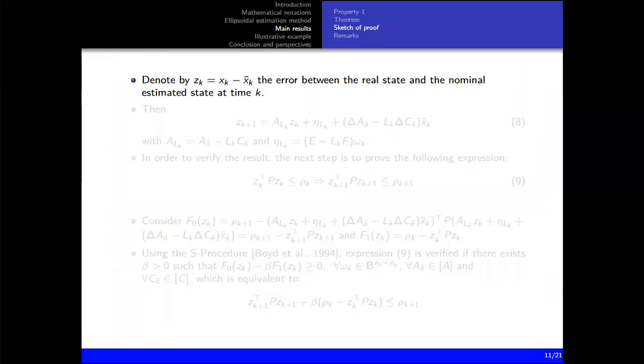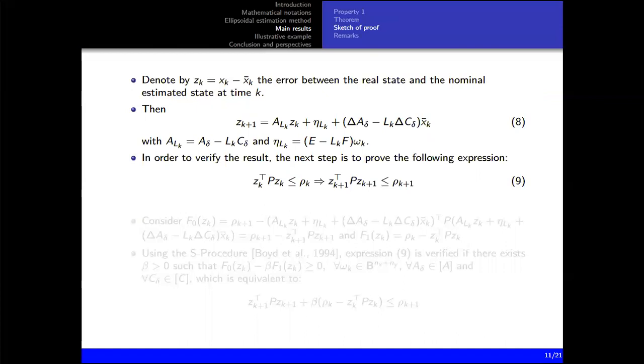Let's give you some elements of proof. I will be fast. You can find the total proof in the paper. Denote by Zk the difference between the real state of the system Xk and the nominal estimated state, which is the center of the ellipsoidal state estimation set X bar k. Zk plus 1 is given by equation 8. So we want to prove this implication.